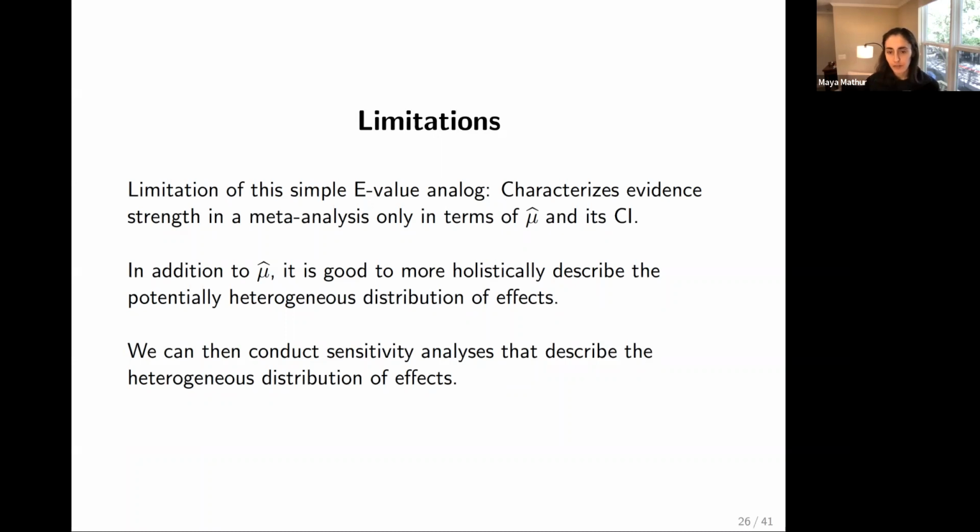And in the literature, there have been various ways to do this, right? There have been prediction intervals. That's been a nice one. And there are other metrics as well that we'll consider as targets of sensitivity analyses. So, for example, by choosing a metric that helps summarize the heterogeneous distribution of effects, we could then conduct sensitivity analyses that ask how much confounding it would take to explain away that alternative metric of evidence strength.